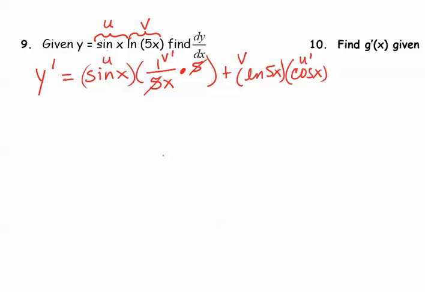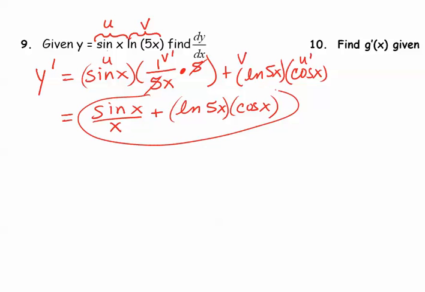And I don't really see anything that simplifies there. So we have sine x over x plus, and now these two terms, I don't think one order is any better than the other. So that is, I think, the best we can do there.